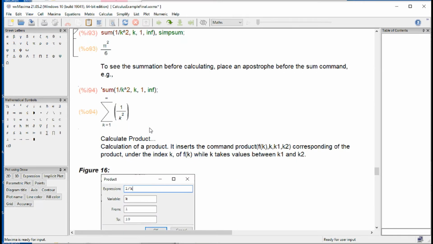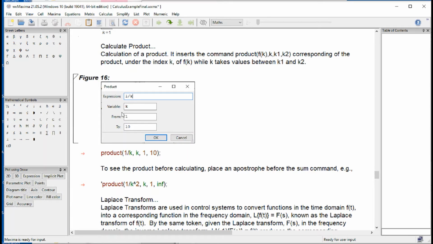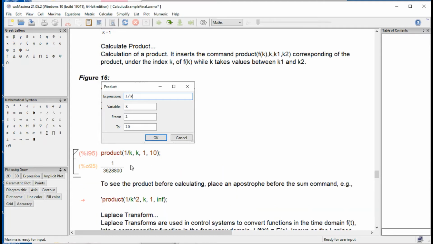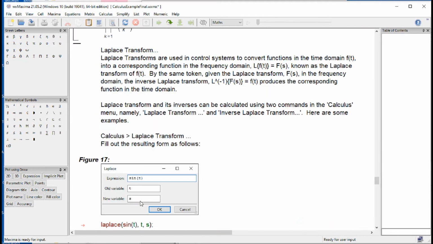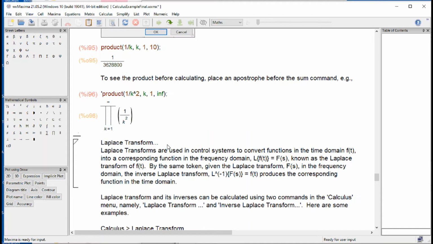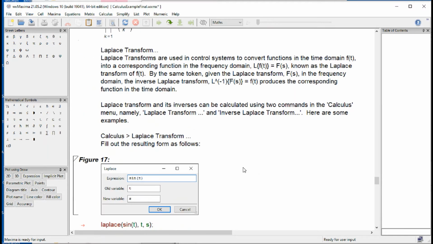That's summations. And for products it's going to be similar, except that now you're calculating a product, and then you're going to get the function product, and the product of 1 over k from k equal 1 to 10 is equal to this one. And if you want to see the product that you calculated before it's evaluated, put an apostrophe and you're going to get this result.